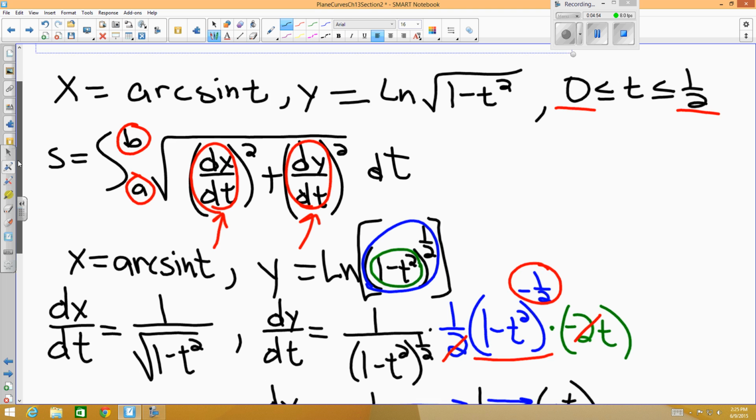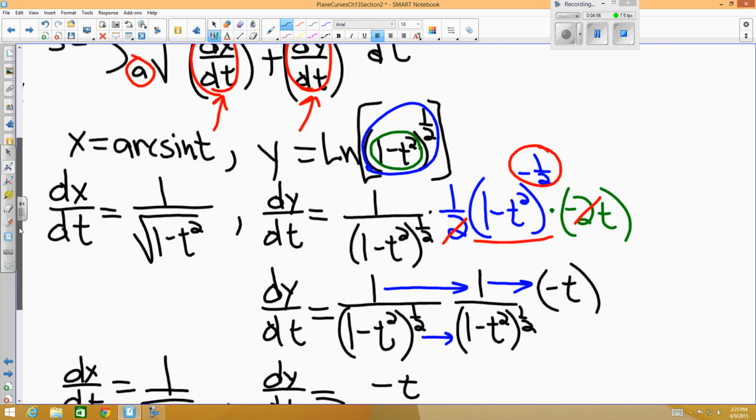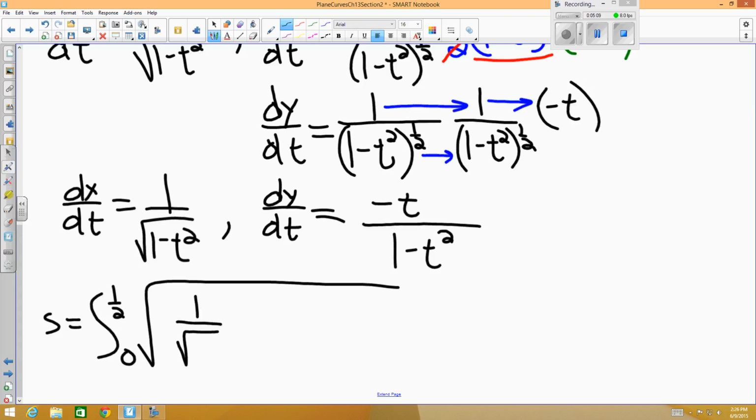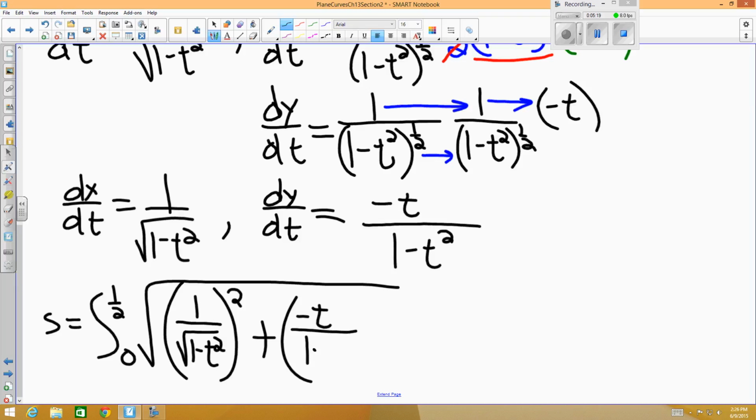So we're ready to write our integral needed. The arc length is the integral from 0 to 1/2 of the square root of dx/dt squared, 1 over the square root of 1 minus t squared, plus dy/dt squared, so negative t over 1 minus t squared, dt. So there's our integral, which represents the length of the curve on the interval from 0 to 1/2.